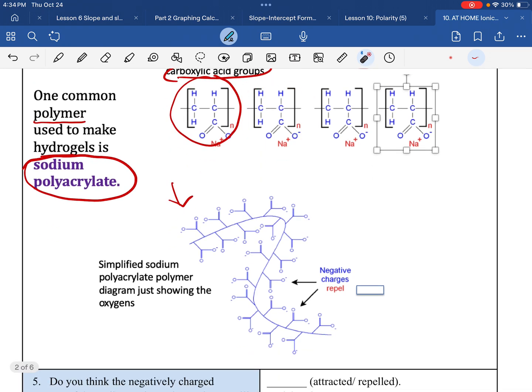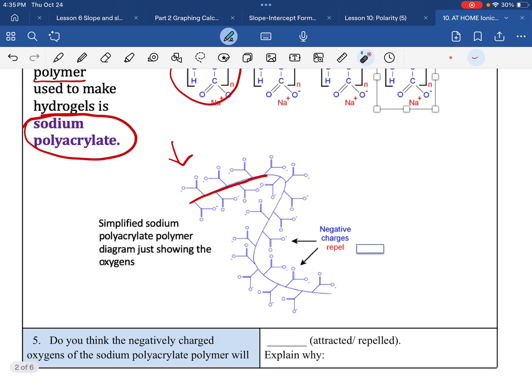And then here's a simplified drawing where the backbone is just drawn as a line, like these parts here, and then only the little negative oxygens are drawn coming off of the chain like that. So the negative charges repel each other, right? So it stays kind of long and not bunched up.